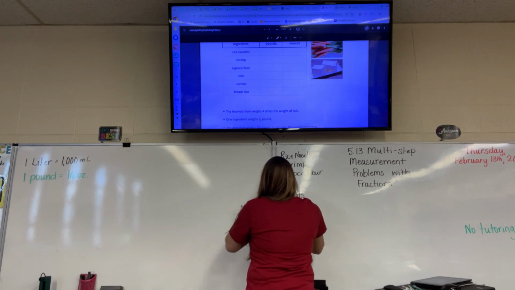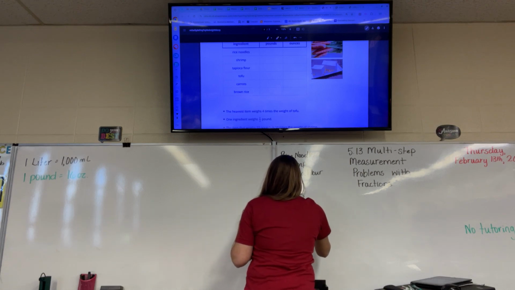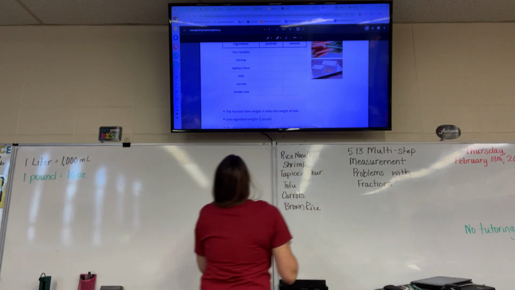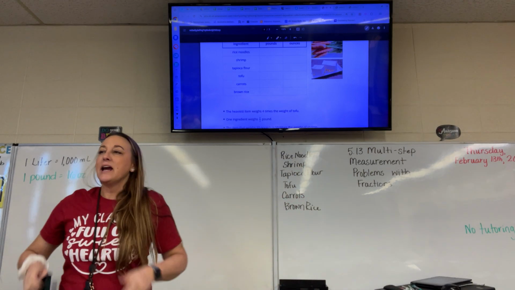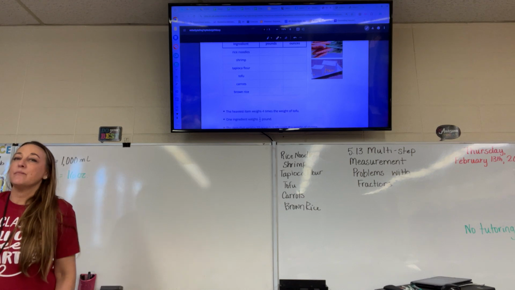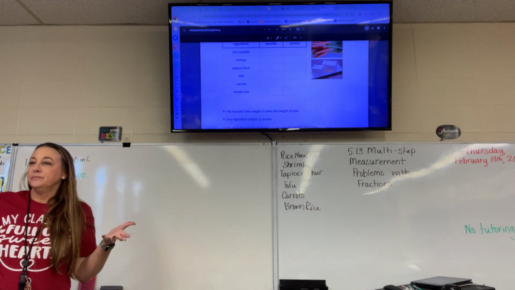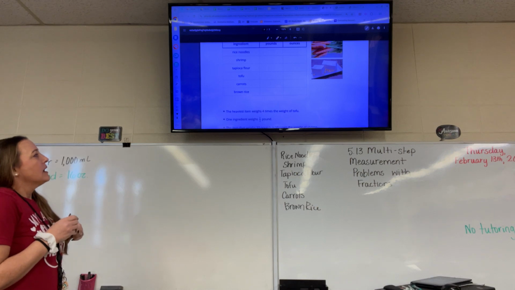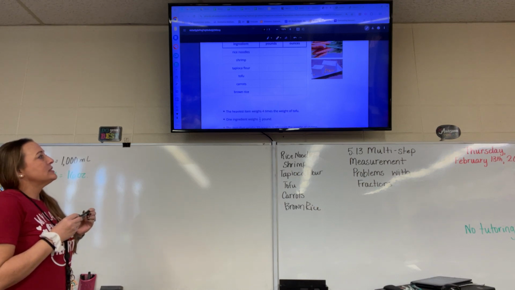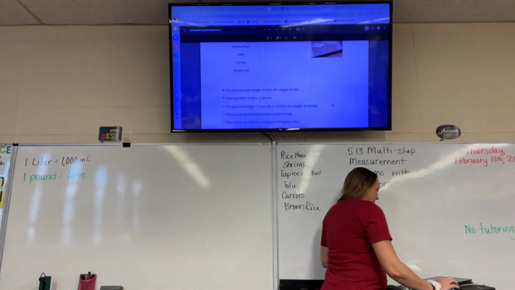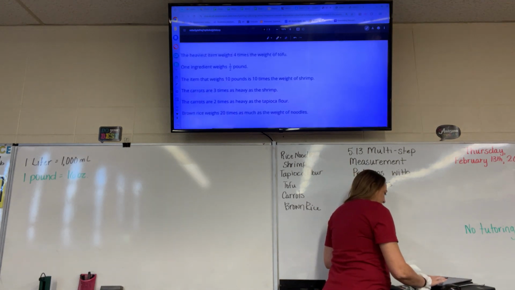Okay, so our first clue says the heaviest item weighs 4 times the amount of tofu. Can that help us yet? No. The next clue says 1 ingredient weighs half a pound. Can that help us yet? No.